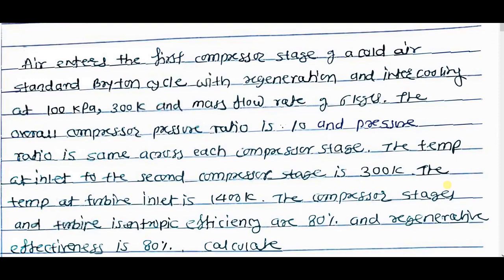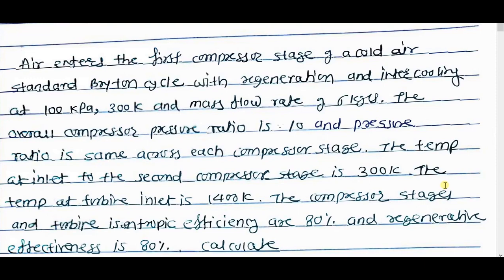Solve the third problem. The third problem goes like this. Air enters the first compressor stage of a cold air standard Brayton cycle with regeneration and intercooling at 100 kilopascal, 300 Kelvin, and mass flow rate is 6 kg per second. The overall compressor pressure ratio is 10 and the pressure ratio is the same across each compressor stage.